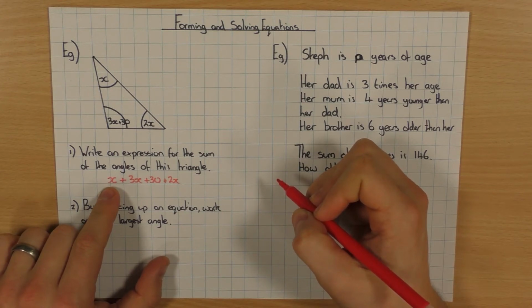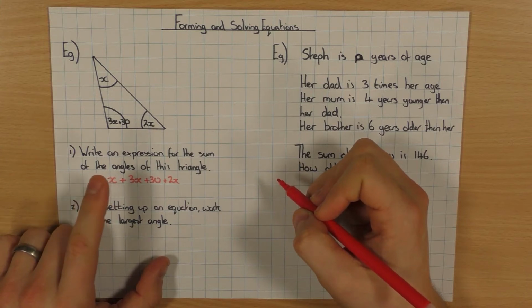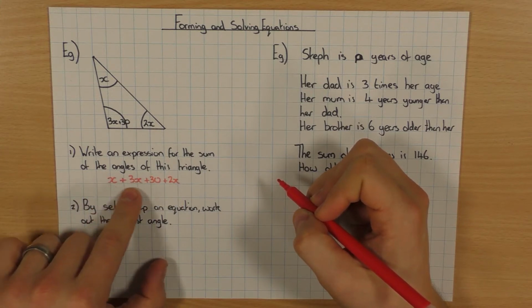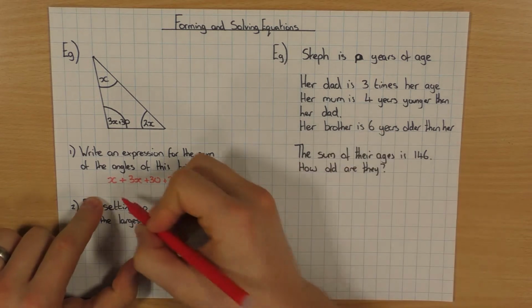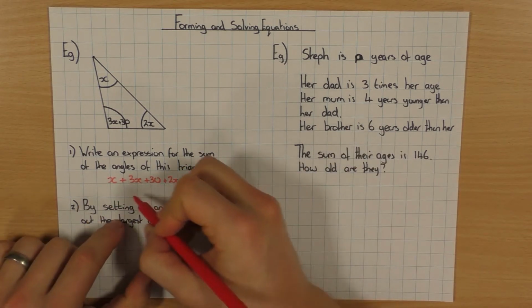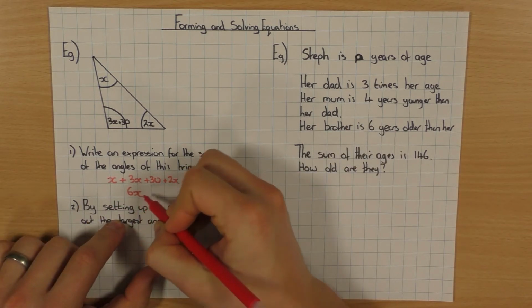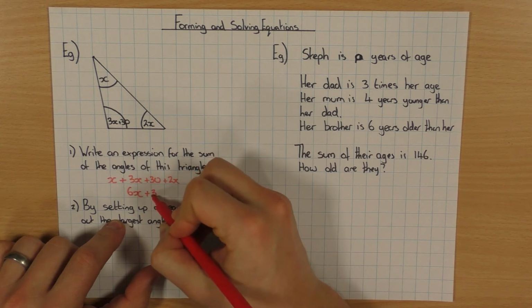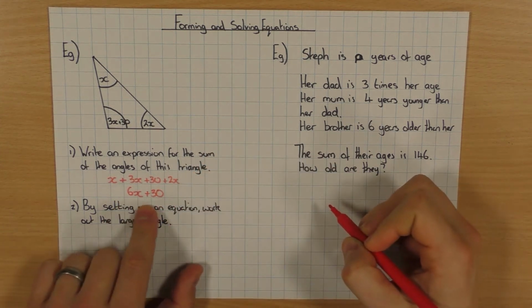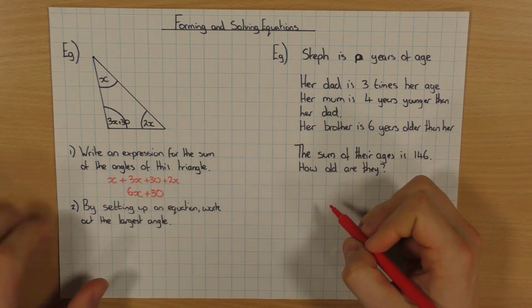If you don't know how to collect like terms, check out my video on collecting like terms. In which case we just add all the x's up. So I've got x plus 3x plus 2x. So 1, 3 and 2, which gives me 6x, and then just the number 30. So this is an expression because there's no equal sign.